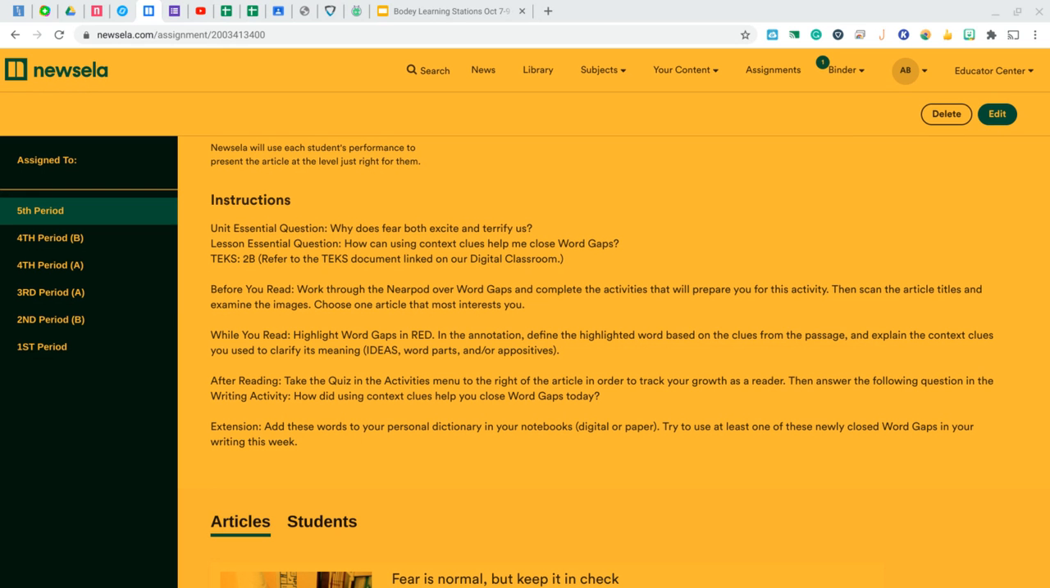After we're reading, we want to take the quiz in the activities menu on the right-hand side of the article, and then we also want to answer the question in the writing activity: how did using context clues help you close word gaps today? An extension, if you want to go a little deeper: we can add these words to our personal dictionary in your notebooks, whether they're digital or paper. We want to try to use at least one of these newly closed word gaps in our writing this week.